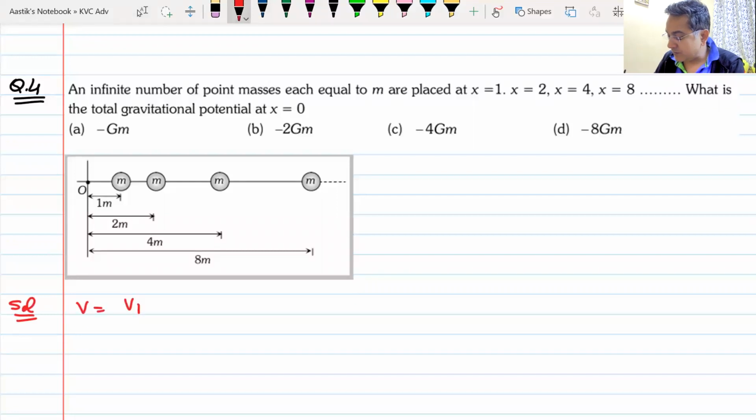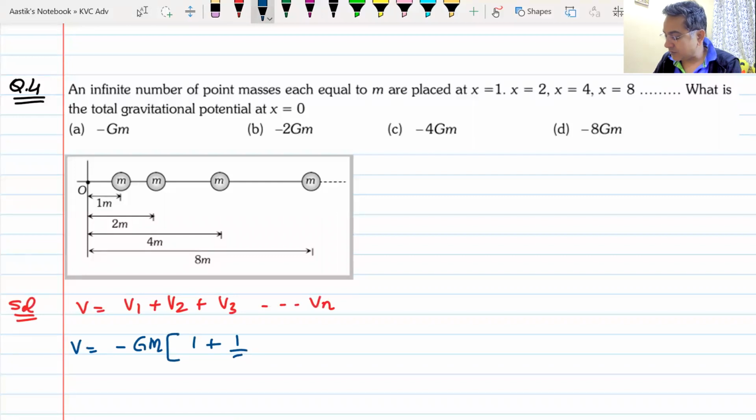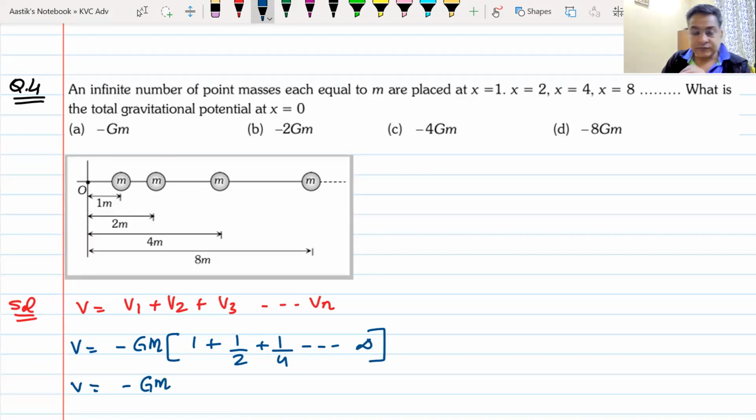Potential V will be V1 plus V2 plus V3 and so on up till infinity. So your V will become minus Gm comes out, 1 plus 1 by 2 plus 1 by 4 and so on till infinity. This is an infinite GP. So V becomes minus Gm times the value of this infinite GP.